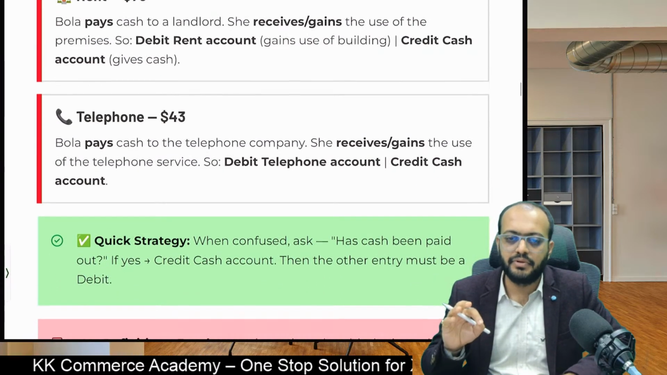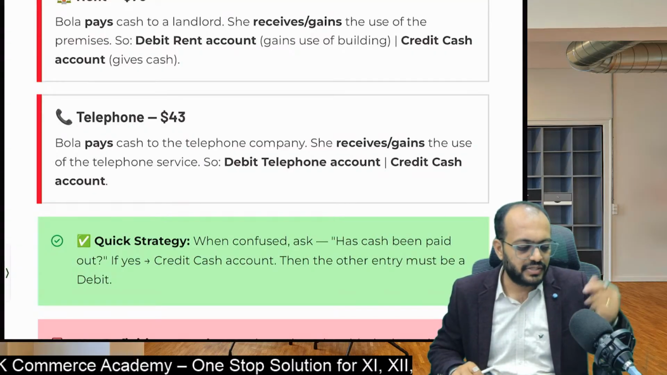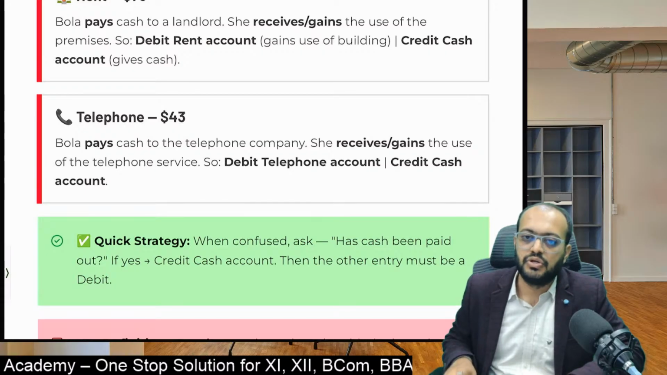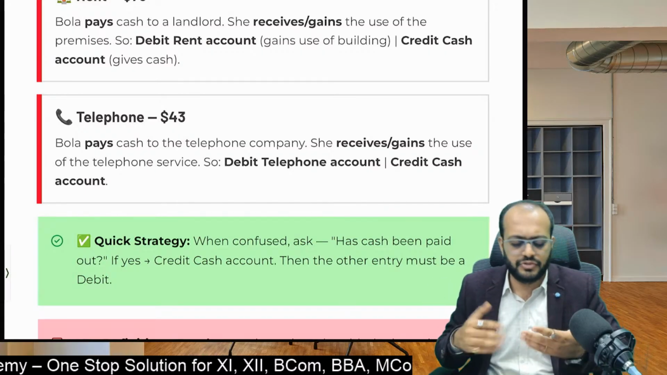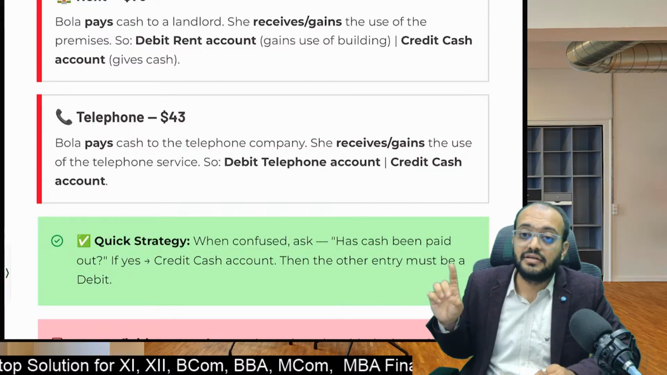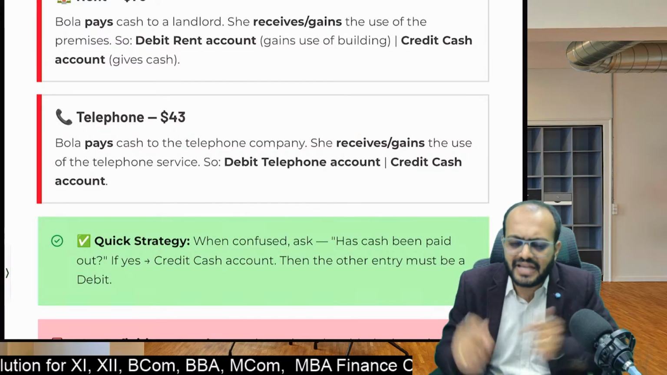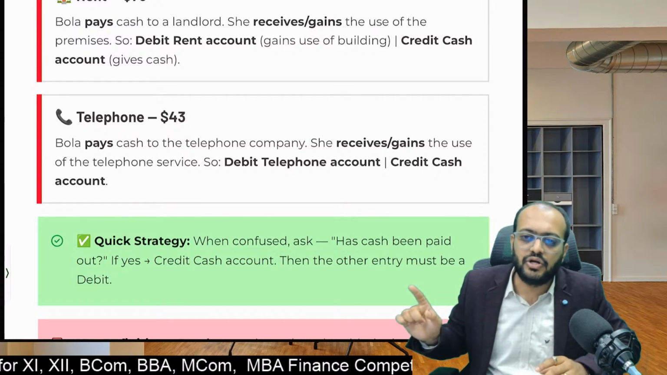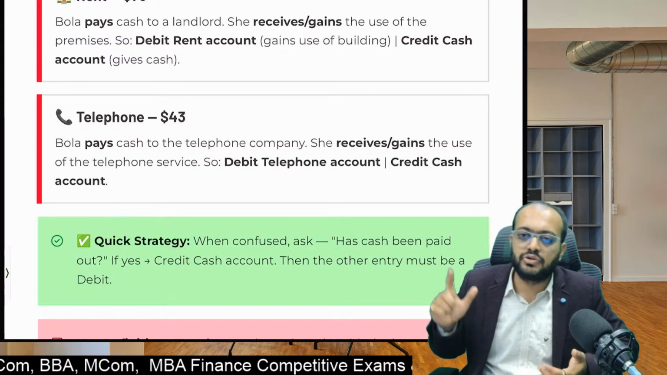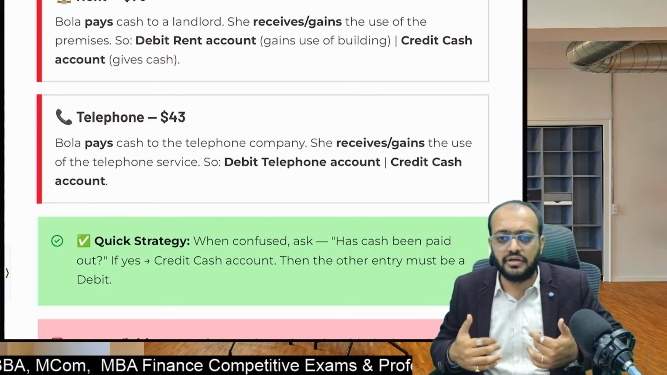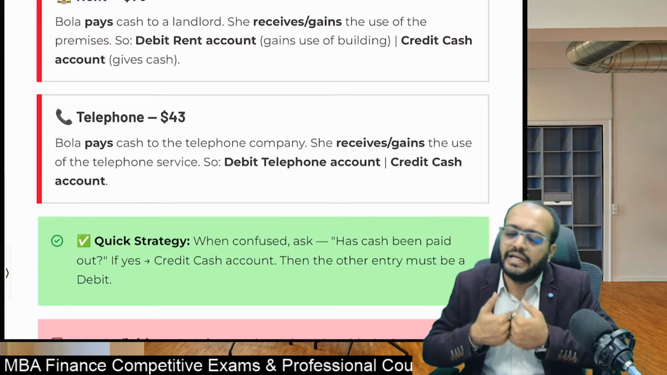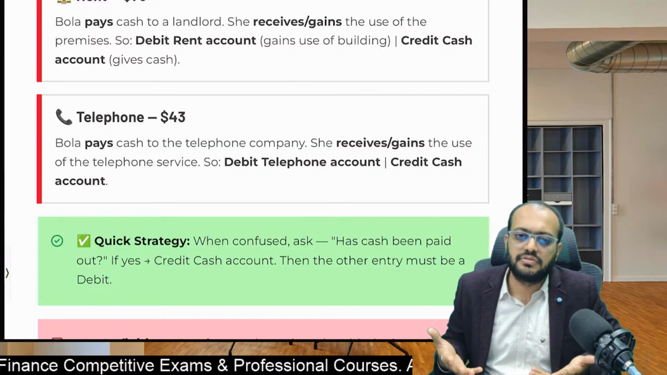So simply remember this quick strategy. It will definitely help you make journal entries or double entries fast. Whenever you are confused after reading the transactions, just ask: has cash been paid out? If yes, then credit the cash account and the other entry must be debited. And you can ask another question also: has cash been received by us? If yes, then cash should be debited and another account is to be credited.